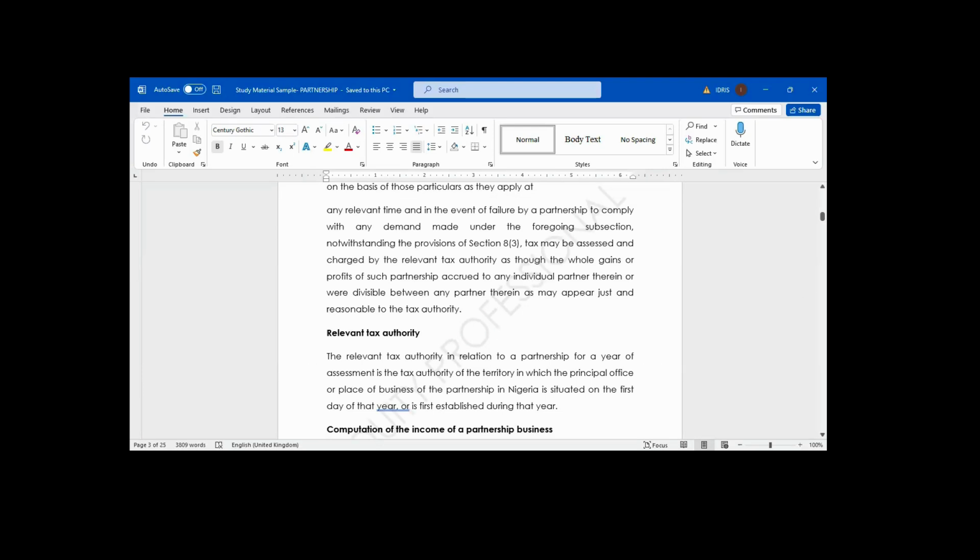As we all know, the partnership business is not assessed to tax. Rather, it is the profit derived by each of the partners, the profit shared to each of the partners from the partnership business, that will be assessed to tax. The partnership business itself is not assessed to tax. It is the profit of the partner from the partnership business that will be assessed to tax.